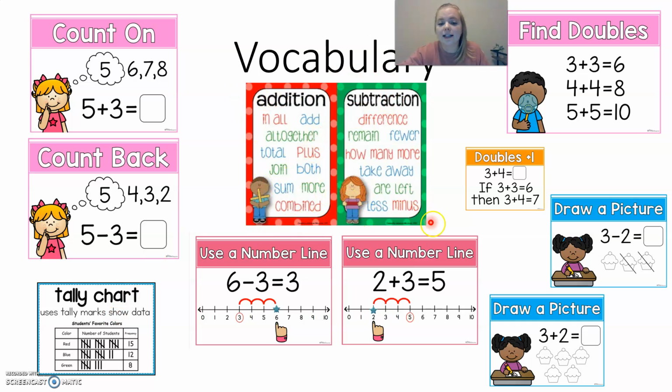These are words that can tell me in these word problems if I need to add or subtract. Okay, so adding is words like in all, add, all together, total, plus, join, both, sum, more, and combined. Those are all words that would tell me to add, that I need to add them together. These are words that would tell me I need to subtract. So that's difference, remain, fewer, how many more, take away, are left, less, and minus. So these are words we're going to be looking for when we do word problems, okay? All right, let's go on to the next slide.